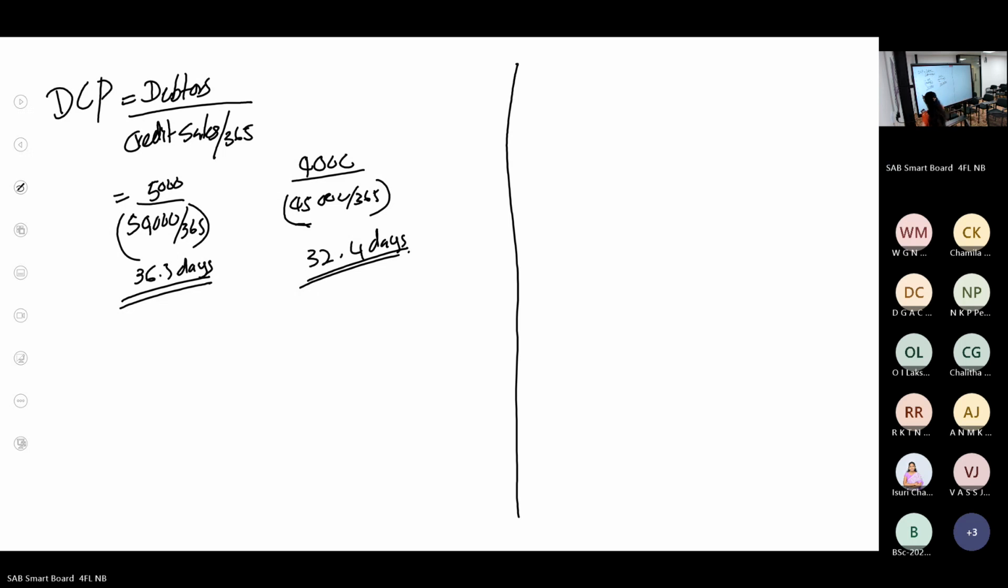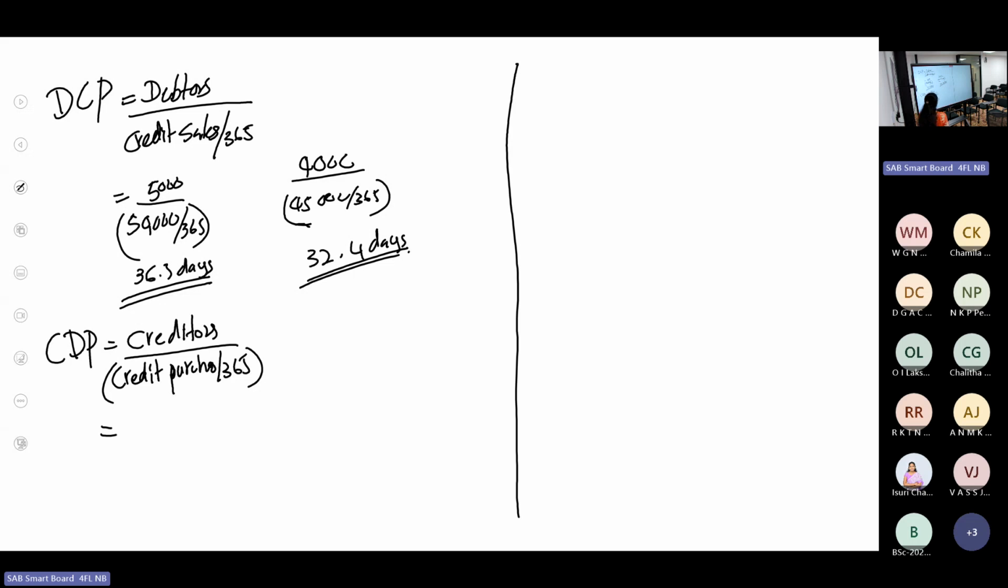Second one, credit deferral period. Creditors divided by... Can anyone tell me whether the first answer is correct or wrong? Trade conversion period.